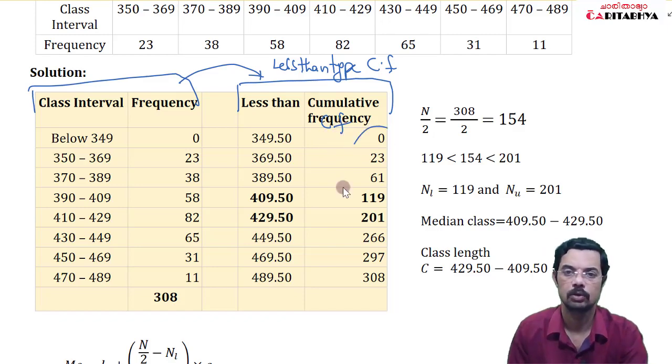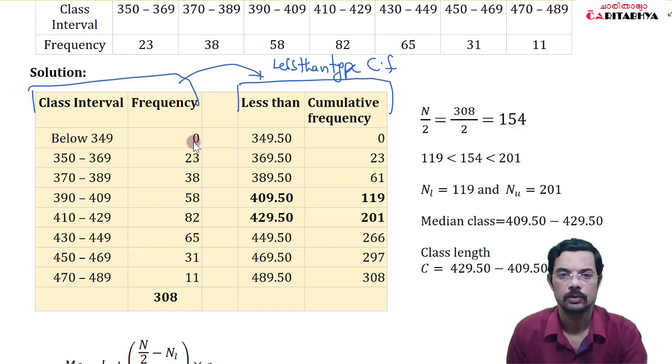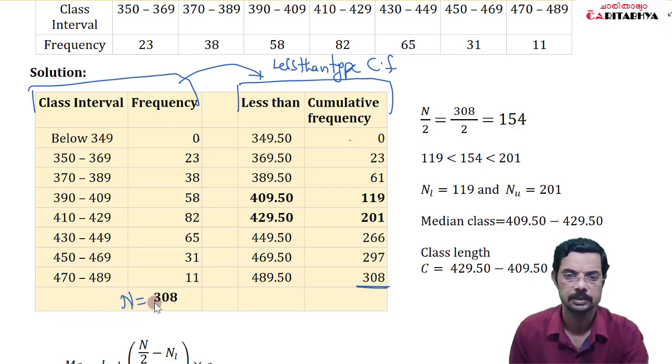Then this is the cumulative frequency. We all know how to find the cumulative frequency distribution. So let us find it. I'll put 0 here, and then 23 plus 0 is 23, plus 38 is 61, plus 58 gives 119, plus 82 gives 201, plus 65 gives 266, plus 31 gives 297, plus 11 equals 308. This value should be equal to the total number of observations, that is n.